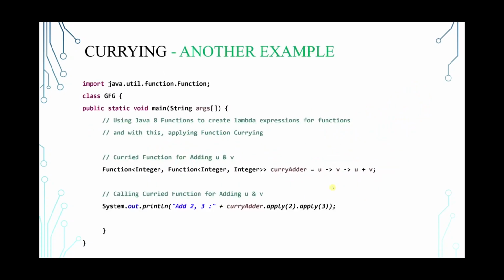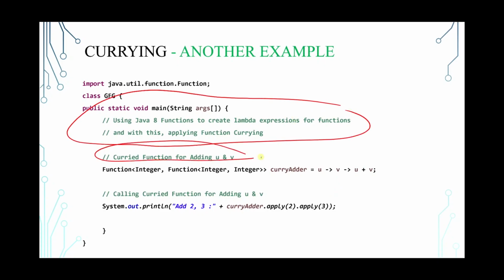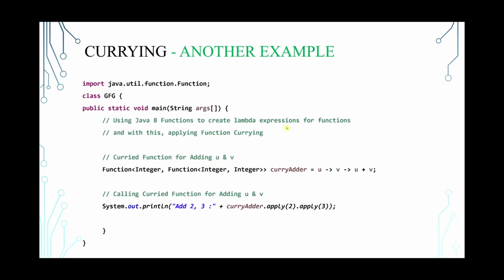Now, if you didn't understand that, it's okay. Here's another example that would make it a little bit easier. You can read the comments if you don't understand that fully. So we are going to create a curried function for adding u and v. So we are going to have a function that would take an integer, and two integers in the function. And we are going to call that curry adder.